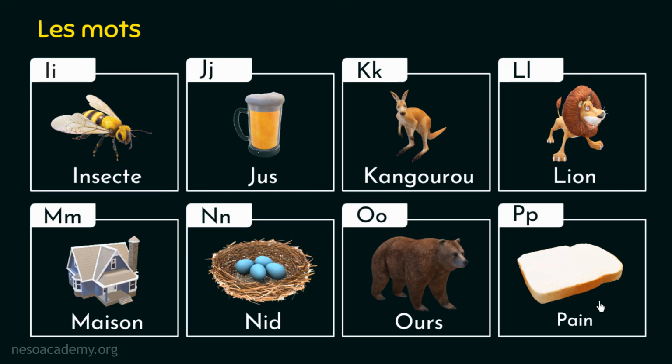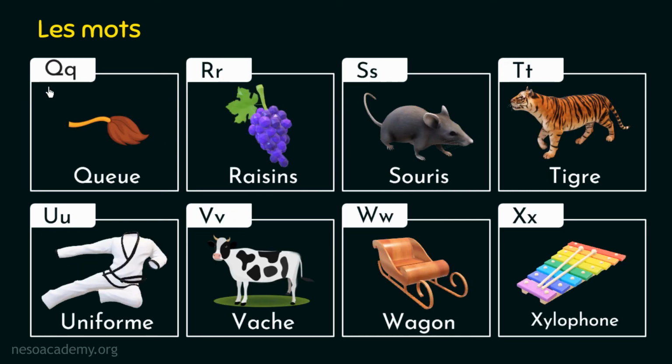Now let's have a look at the 17th alphabet, that is Q, and the French word associated with this alphabet is pronounced as queue. Queue means a tail. Now have a look at the 18th alphabet, that is R, and the French word associated with this alphabet is pronounced as raisin. It means grapes.